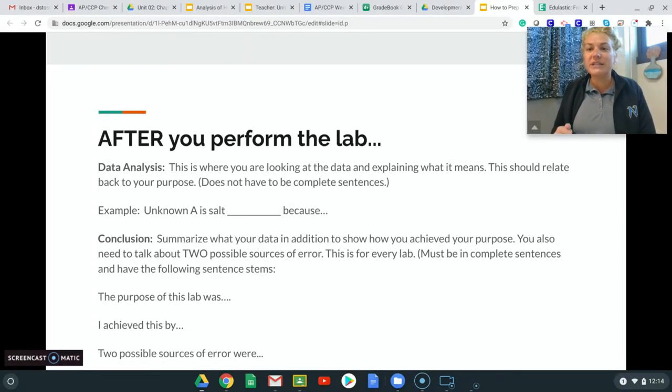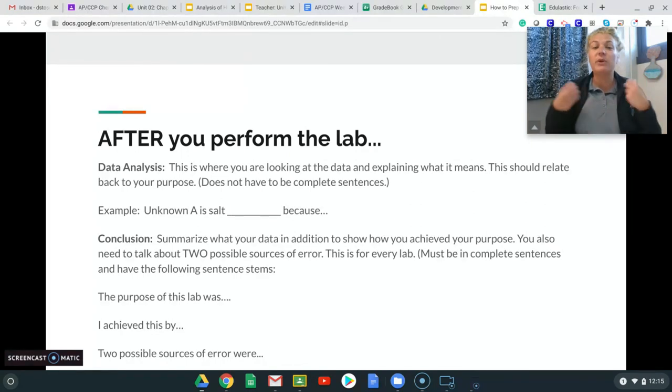So I always want to restate the purpose. So I'm going to say the purpose of this lab was, and you can literally copy paste whatever your purpose was in the beginning of the lab. And then you need to say, I achieved this by, so how did you achieve the purpose of the lab? How did you observe colors? And most of the time, I achieve this by is where you're going to get multiple sentences for your conclusion. And then the last thing that you need to have in your conclusion is you say, two possible sources of error are, and then you say what the possible sources of error are.